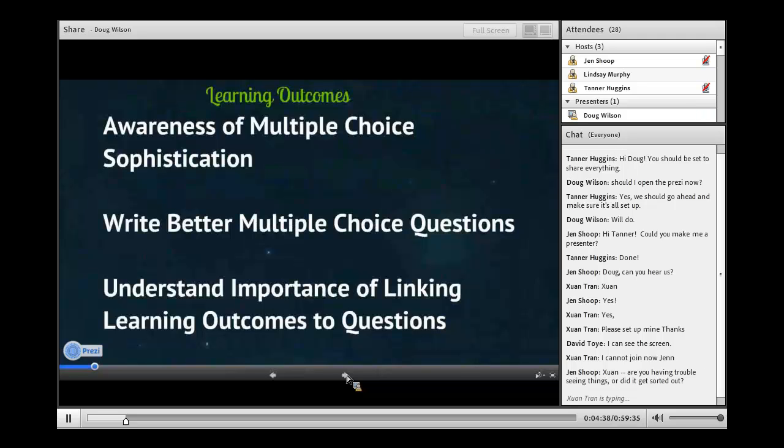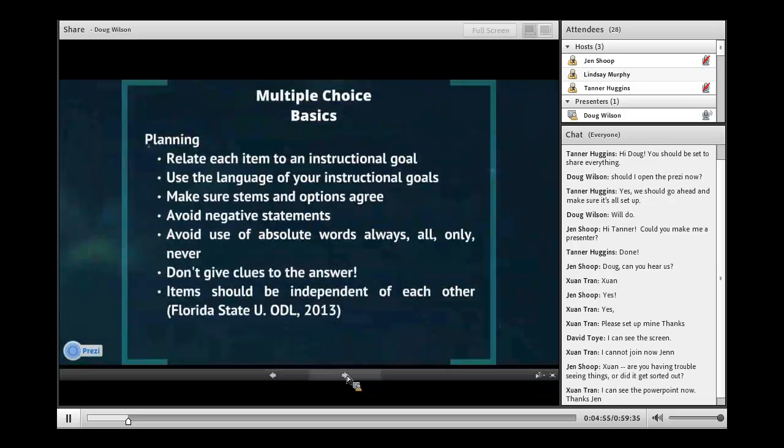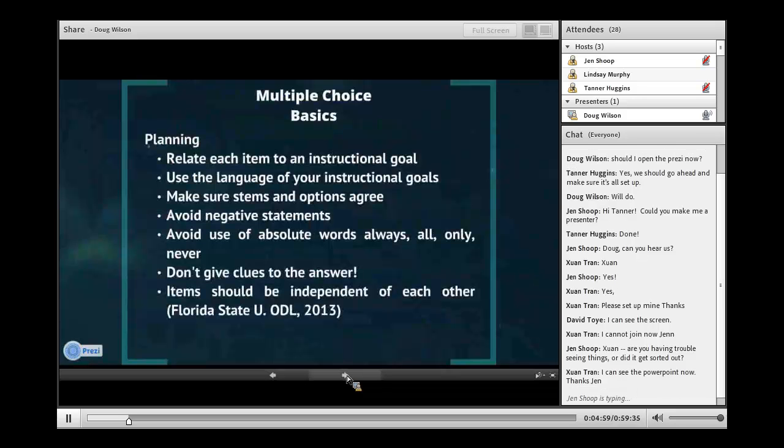At the conclusion of this seminar, you should have a better awareness of the sophistication of multiple choice questions. You should also be able to write better multiple choice questions. And then it's really critical that you understand the importance of linking your learning outcomes for your courses to the questions that you create. And so you might want to take out a pencil and paper and jot down a couple of quick notes.